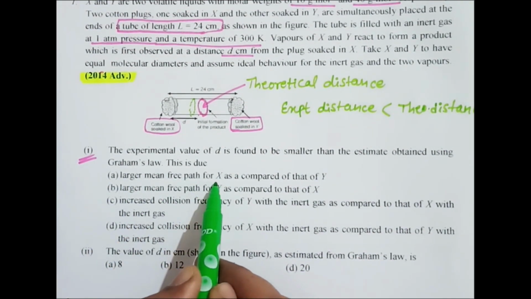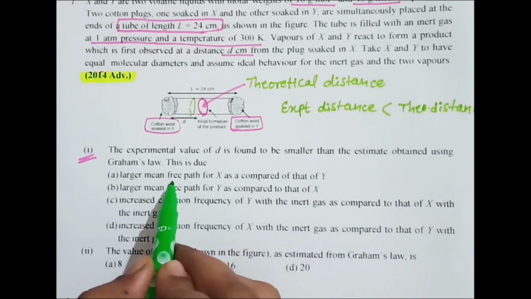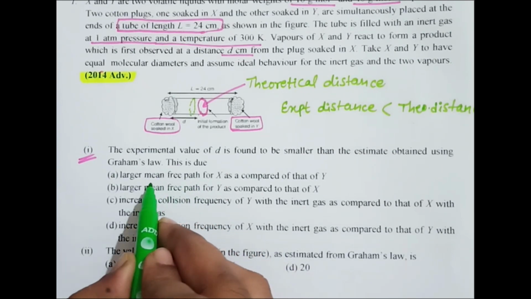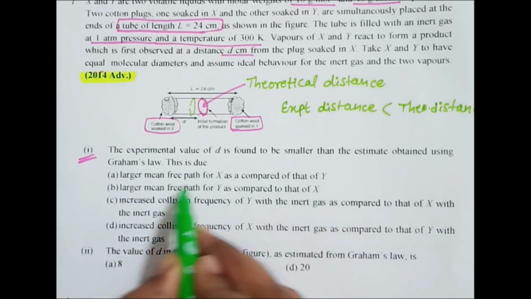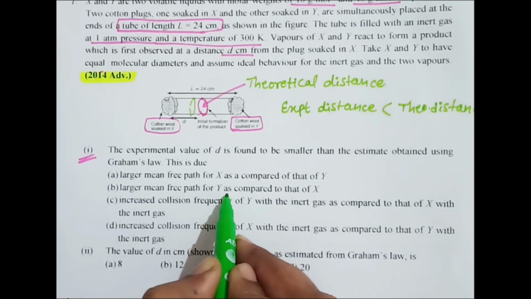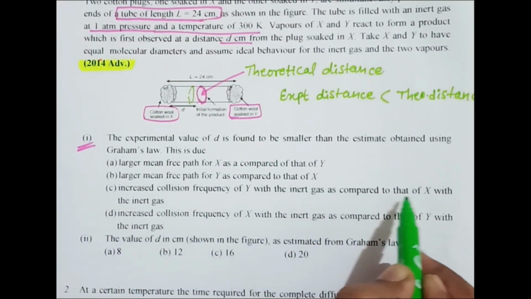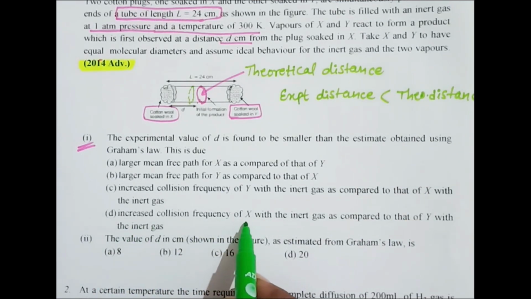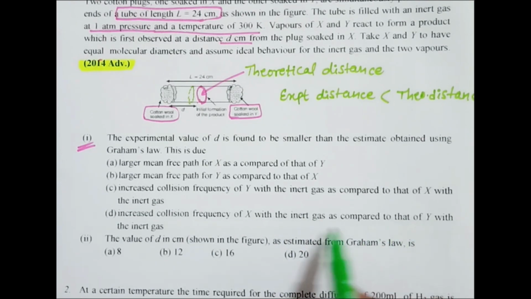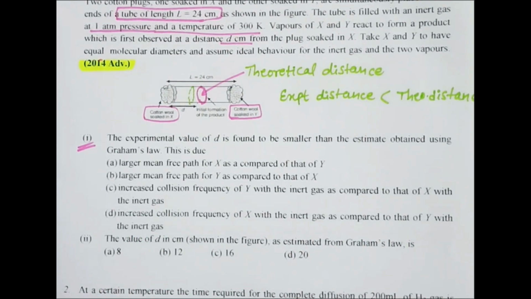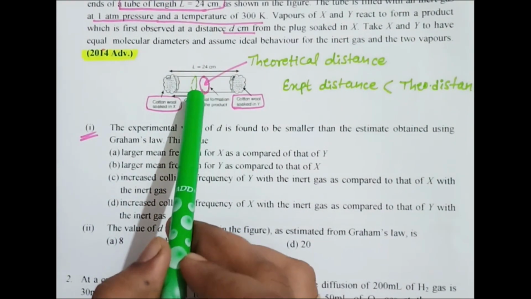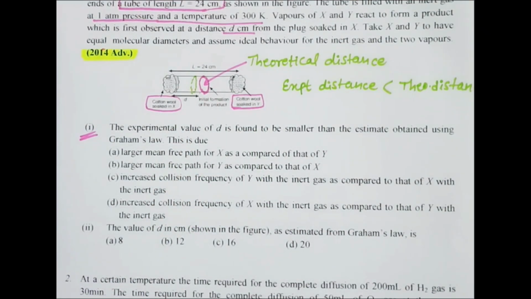The options are: larger mean free path for X as compared to Y. Mean free path means the distance traveled. Larger mean free path for Y as compared to X. Increased collision frequency of Y with inert gas as compared to X. Increased collision frequency of X with inert gas as compared to Y. So these are the possible options. Why has the distance decreased? Because the collisions between the molecules must be very high. So the correct option is increased collision frequency.